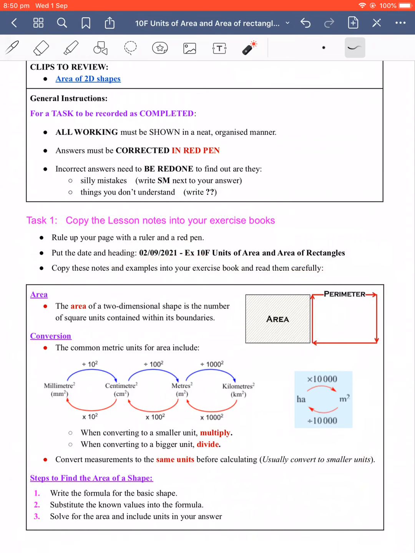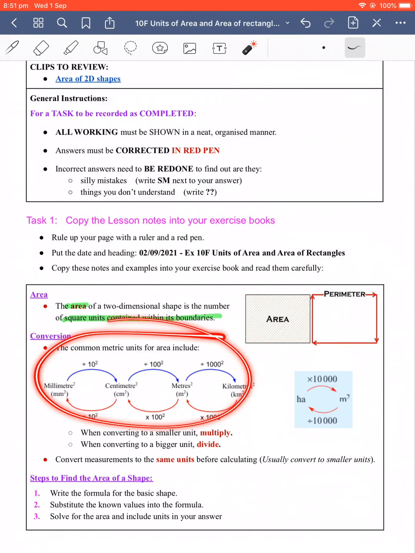Having a look at these, there's a couple of things you need to know. Area is the number of square units contained within its boundaries. So the boundaries refers to perimeter, and the area is actually what's inside. So that's just a 2D shape we're talking about for area.